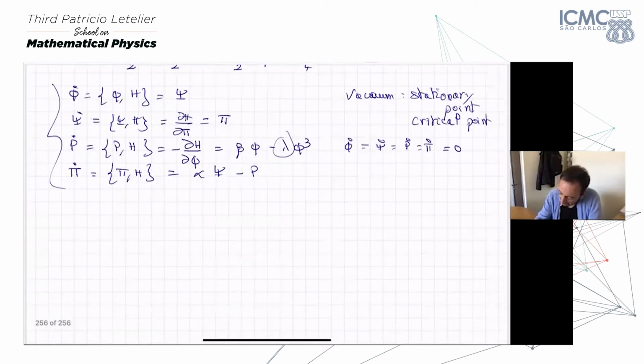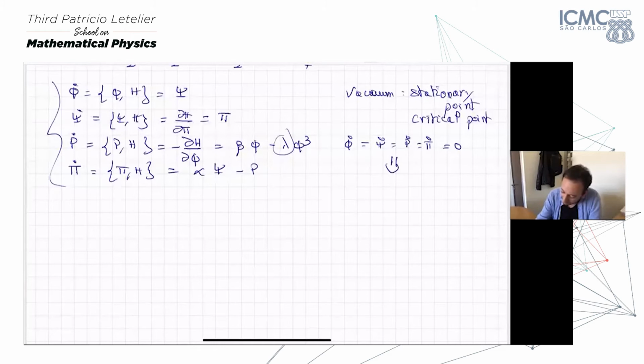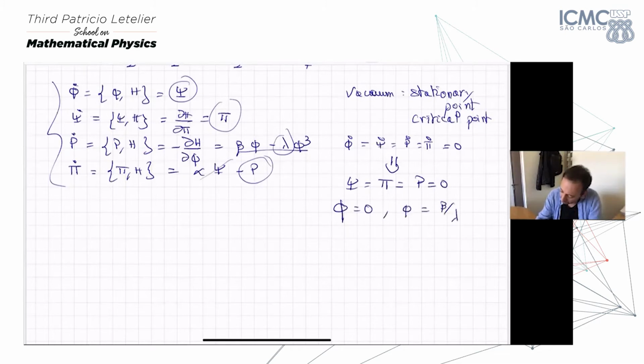Here, the solution is simple. Psi has to be 0. If psi is 0, p has to be 0, pi has to be 0, and this has to be 0. So we have psi equal to pi equal to p equal to 0. And at the same time, we have that phi is equal to 0 or phi is equal to plus or minus the square root of beta over lambda. So we have, in fact, 3 critical points. Then what we can do is check the stability around these points.